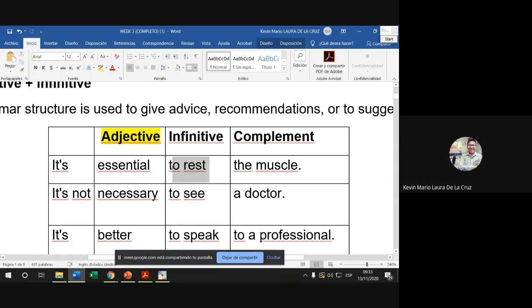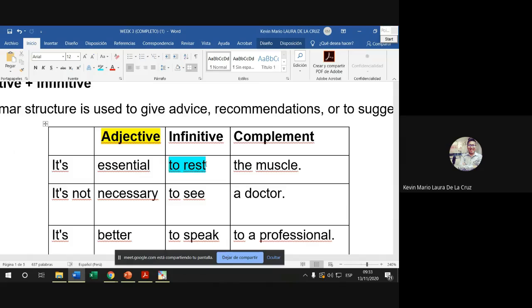It's essential to rest. We see here that after this adjective, we use the infinitive to with a verb that says to rest the muscle. Yes, of course, this sentence is really important because we are working a lot during this pandemic in front of the computer. So it's essential to rest the muscle, right?